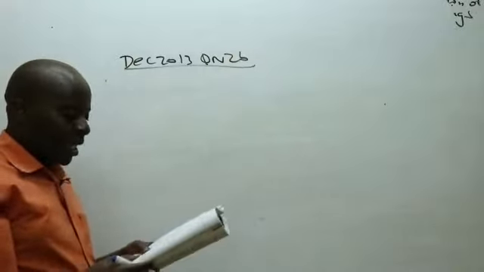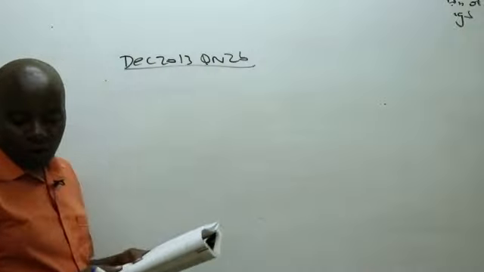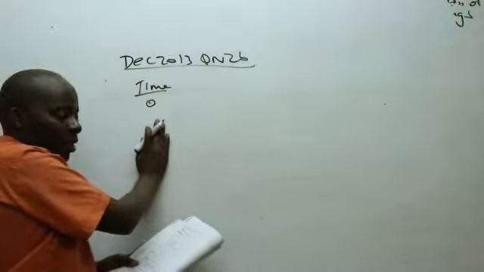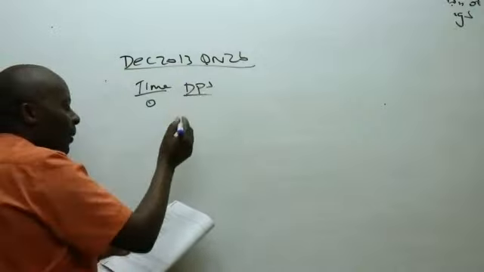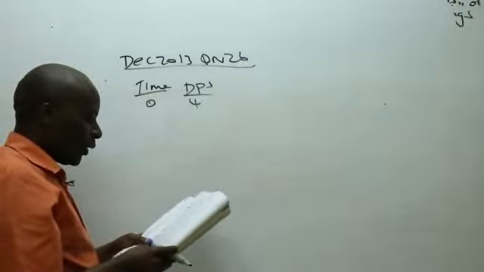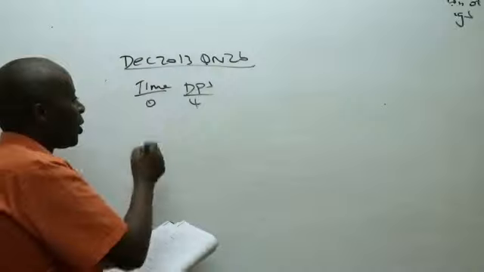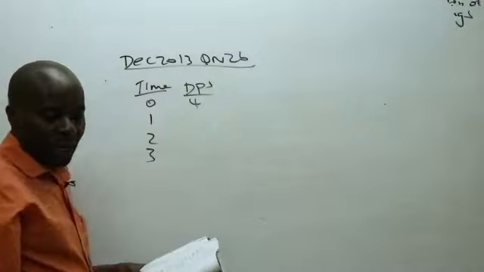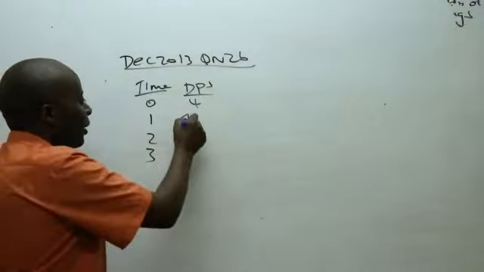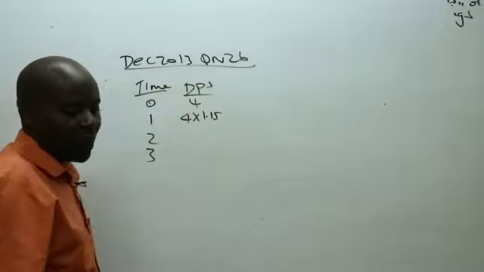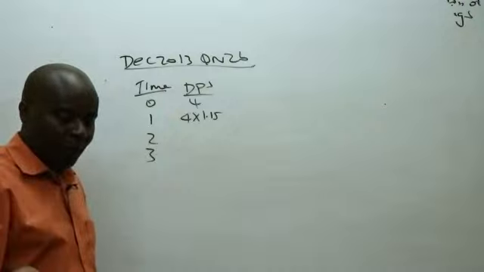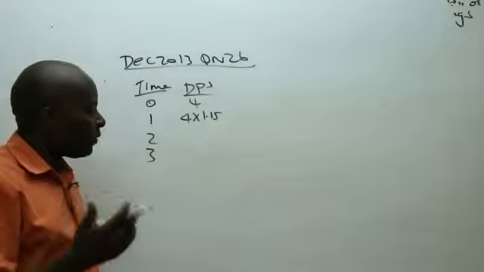Mongo Limited currently pays a dividend of shillings 4. So currently, time 0, the current DPS is 4. The dividend is expected to grow at 15% per annum for the first 3 years. So we have year 1, year 2, year 3, growing by 15% per annum. So year 1 is 4 times 1.15. Where did I get 1.15 from? It is 1 plus the growth rate. Growth rate is 15%, so 1 plus 0.15 gives 1.15.